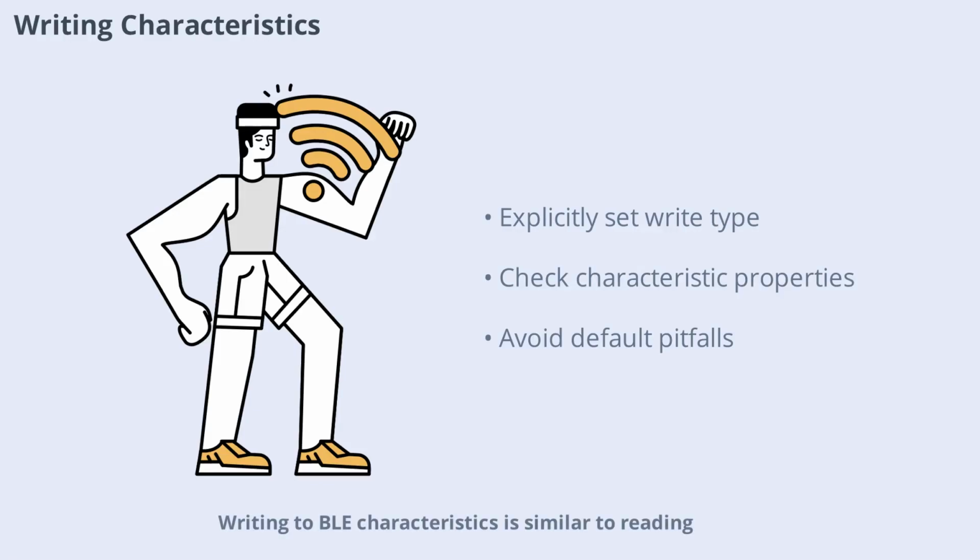Writing to BLE characteristics is similar to reading, but with additional complexity. You must provide the characteristic, the data to write, and the write type. There are two main write types: write type default, which expects a response, and write type no response, which does not. The default write type is determined by the characteristic's properties, but it may not always be what you want. It's best to explicitly set the write type before writing. This ensures that your operation matches the device's capabilities and avoids unexpected behavior.